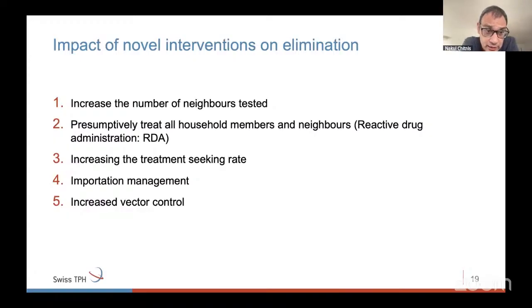This included increasing the number of neighbors that we tested, presumptively treating all household members and neighbors, so instead of testing them, just giving them drugs. Increasing the treatment seeking rate, so making sure more people with malaria showed up at the health facility, trying to treat imported cases, and increasing vector control.